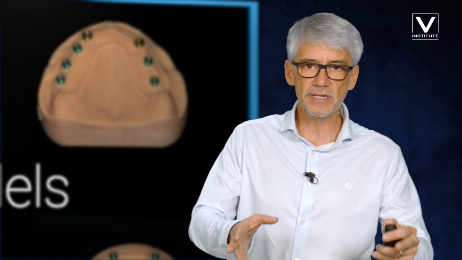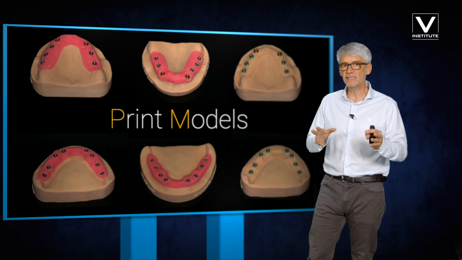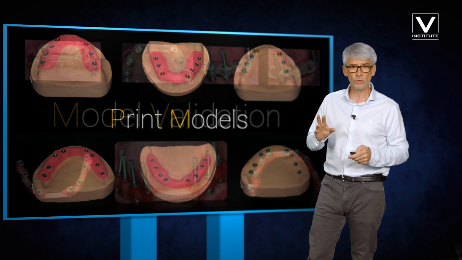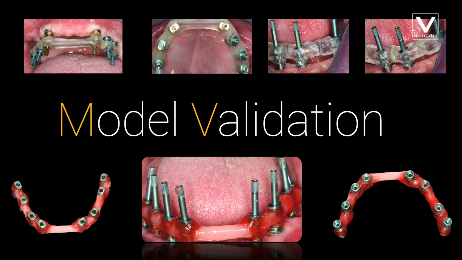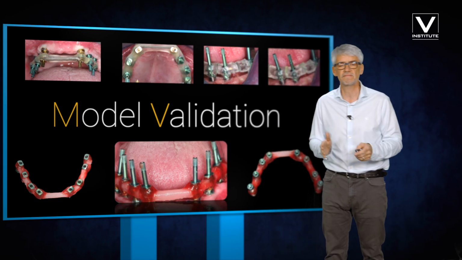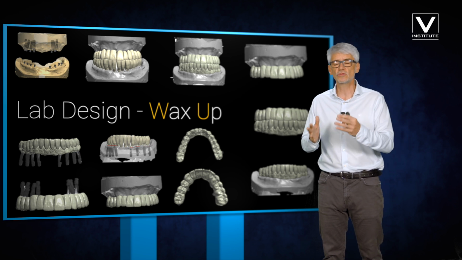So we are going to print some model. Once again, we need to validate this protocol. What we always do is check it in the mouth. We just do this conventional approach. We can cut this kind of resin, lute them, to be sure that our model is going to be 100% precise, because we want the restoration to be passive. Once we do this, we send it to the lab.